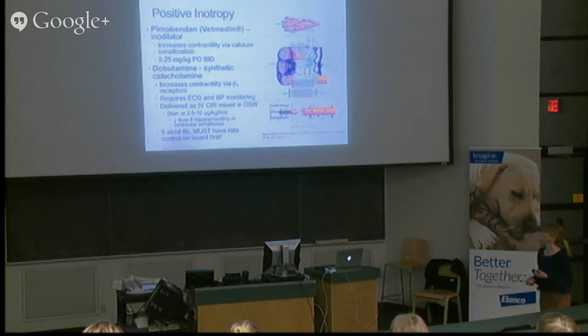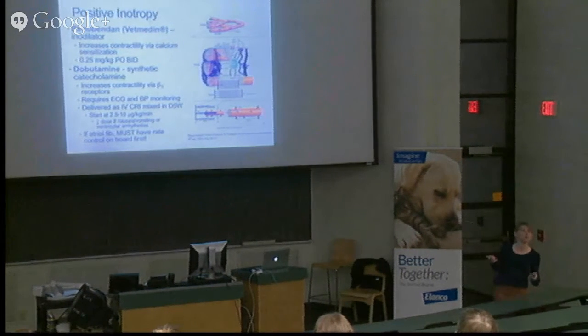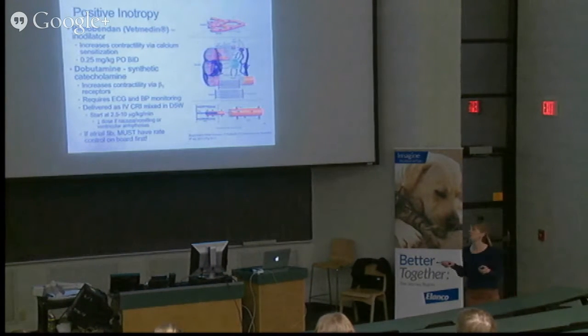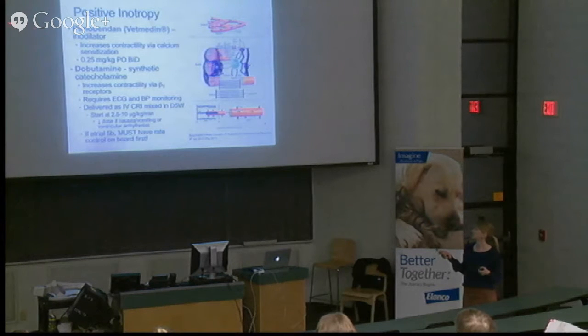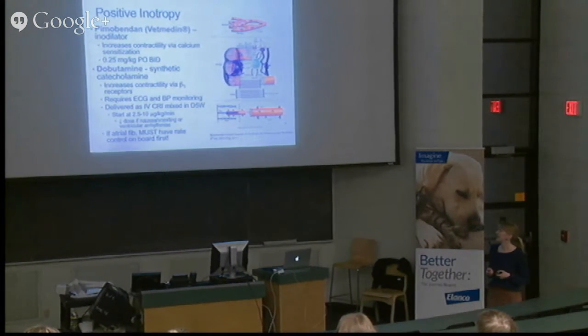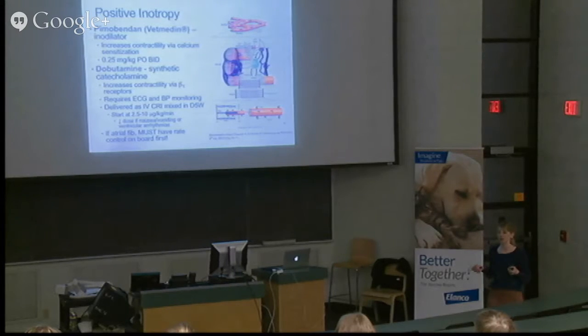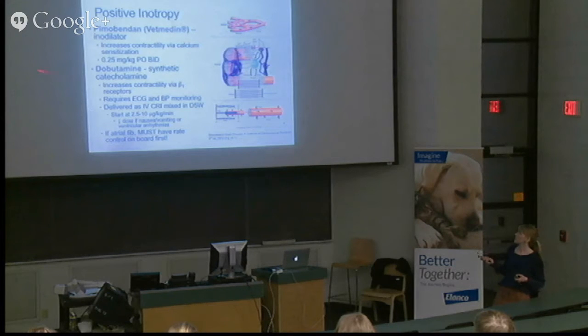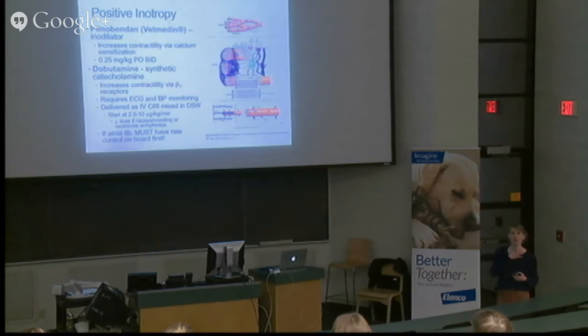And we'll see how. So lastly, positive inotropes. What are the drugs that we're talking about there? Probably the newest kid on the block, although it's not so new anymore, is pimobendan, or Vetmedin. It's an inodilator, so it's a positive inotrope and vasodilator. It increases contractility via calcium sensitization. And I think a lot of you probably have experience with that drug now.